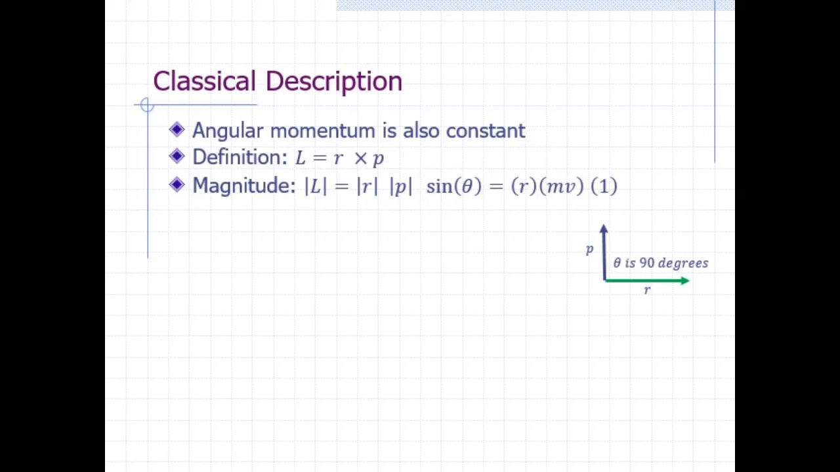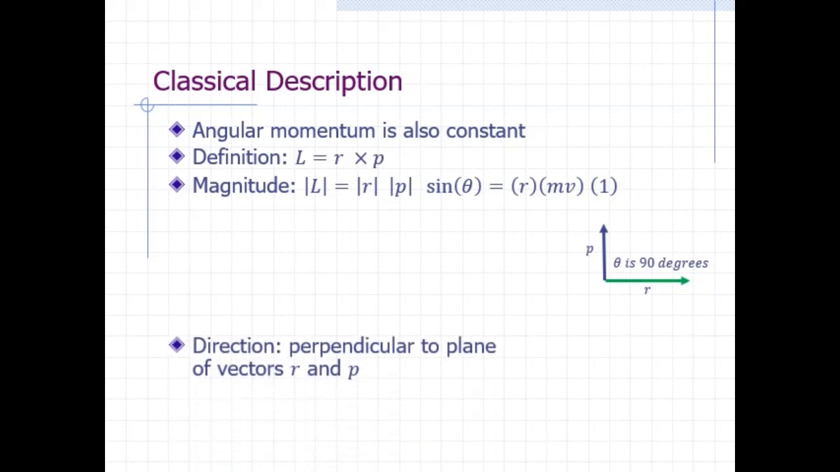So, for a particle moving on a circle at constant speed, the magnitude of the angular momentum vector is the magnitude of the radius vector, which is just the radius of the circle, times the magnitude of the momentum vector, which is just the mass m times the speed v, times sine of 90 degrees, which is equal to 1. Since m, v, and r are constants, the magnitude of the angular momentum is constant.